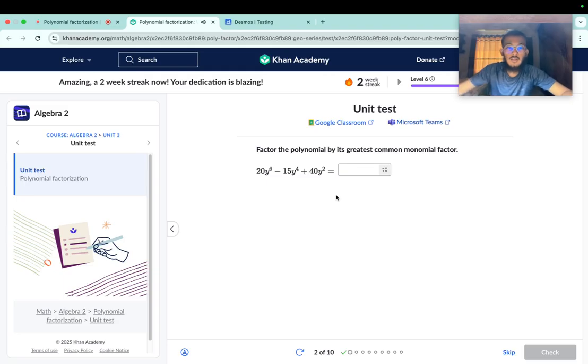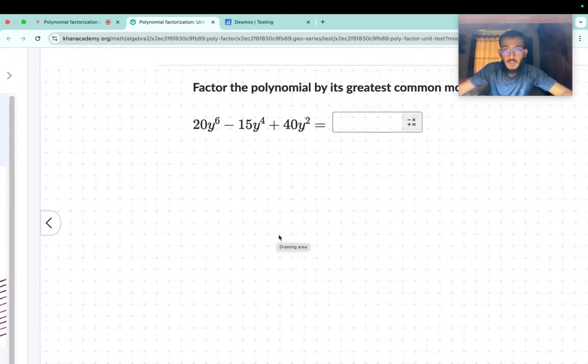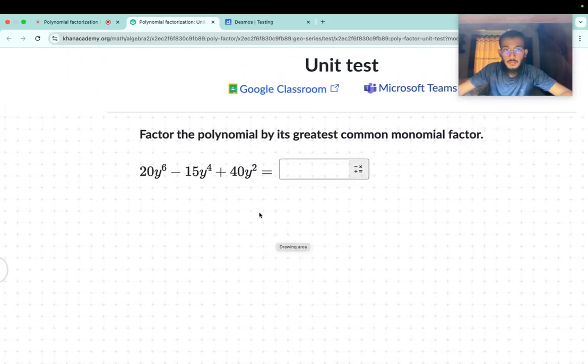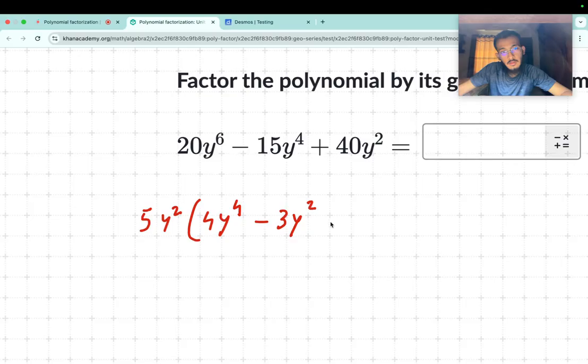Right. Factor the polynomial by its greatest common monomial factor. Okay, so let's see, what is it? We can take y squared common, and I can take not 10, not 7, but 5, so 5y squared. What am I left with? 5 times 4 is 20y to the power 4, negative 3y squared, positive 8.